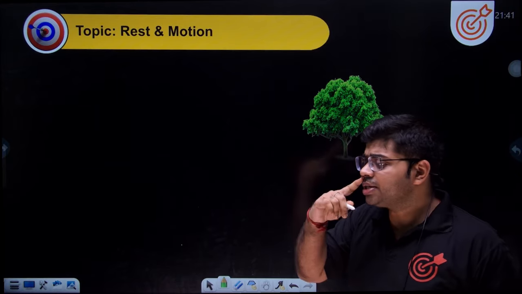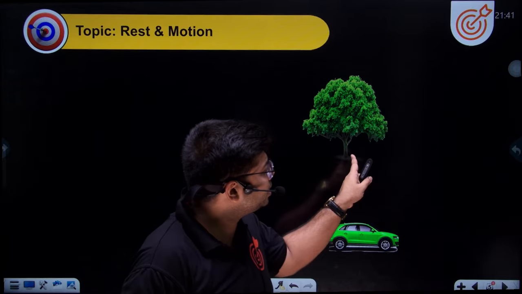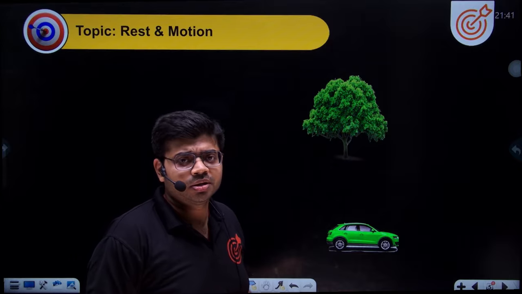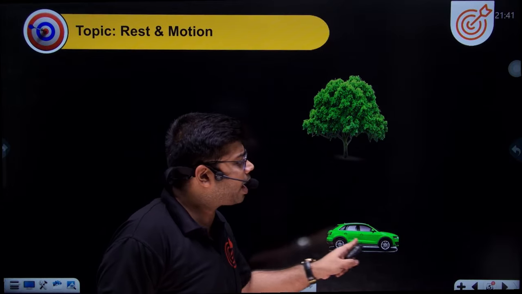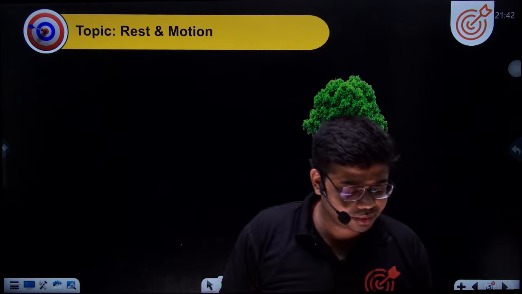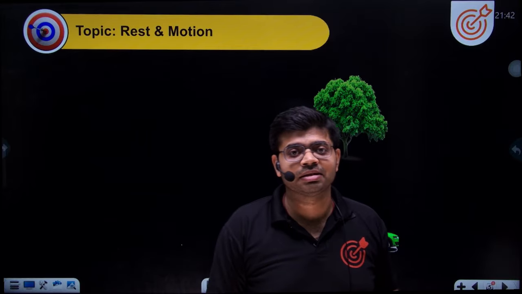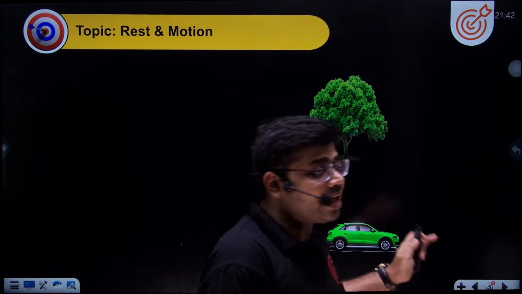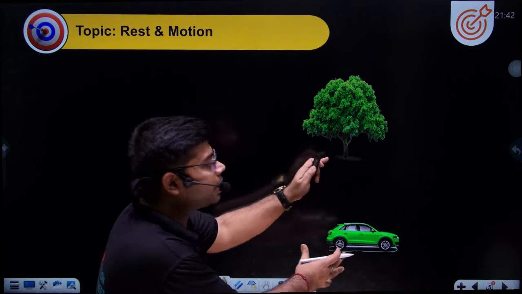But someone standing under the tree is going to say that no, the tree is not moving, the car is moving, because the tree is stationary only. Then who is right here? This is the world of physics, and we will answer these kinds of questions. In the real world, both are right.